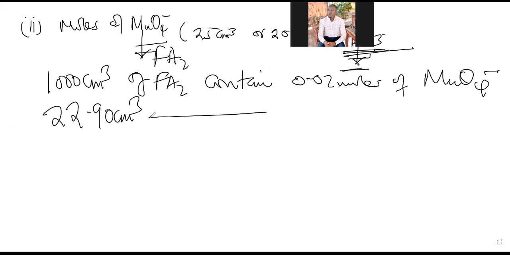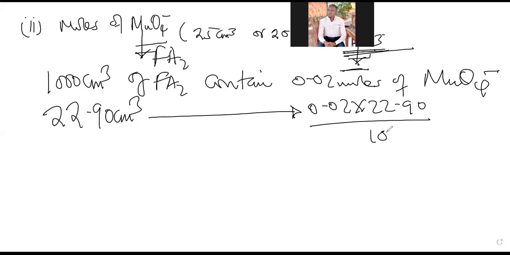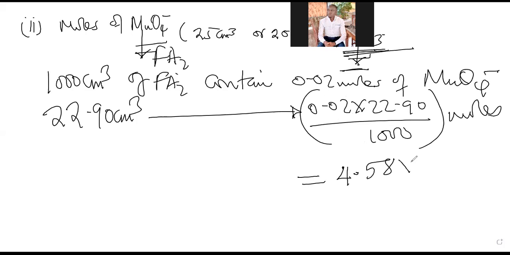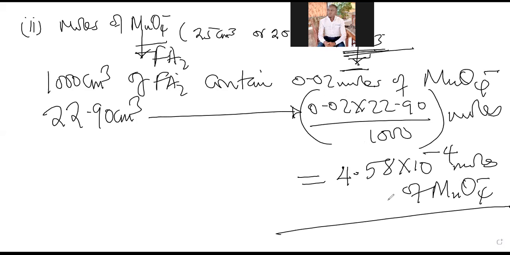So 22.9 will contain 0.02 times 22.90 divided by 1,000. This will give me the moles of manganate in Fa2 that reacted with Fa3, and that, members, should give you 4.58 times 10 to the power -4 moles of manganate. So the moles of permanganate that reacted with Fa3 is this. If you agree with me, type yes, and I take you to Roman 3, which was the determining factor. Roman 3 was the determining factor. So if you've understood up to this part 2, type yes, and we see.